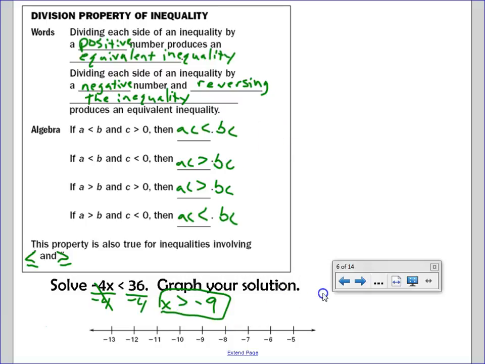So negative 9 is our dividing point. Solutions are either to the right or the left, greater or less. In order to figure it out, we can try a test point. Try negative 8. Is negative 8 greater than negative 9? Yes, it is. So I found the solutions. I don't need to try the other side. Okay? So those are the basics of solving inequalities. We have to know those rules before we can do anything else and get into more complex inequalities.